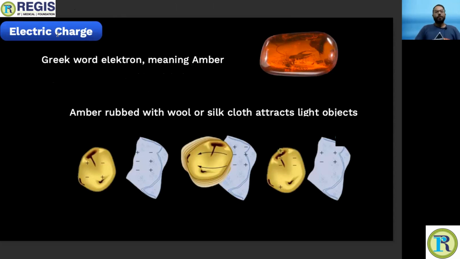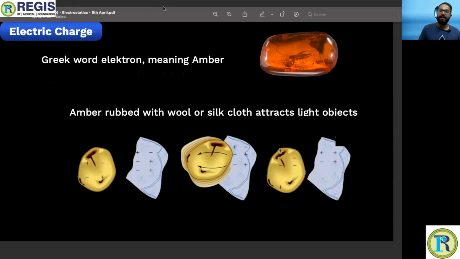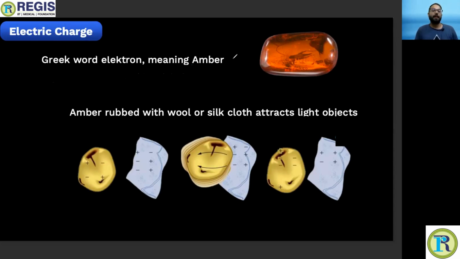So now, so far we discussed that any object, if it has lost some electrons, then it will carry positive charge. If any object is having extra electrons, then it will have negative charge. But what are the methods by which we can transfer charge from one body to another? Clear? Okay. So let me give an example.